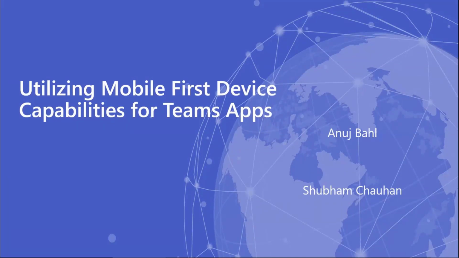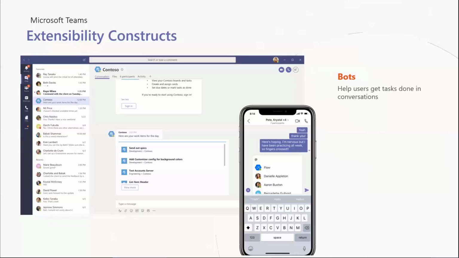We want to showcase the various scenarios to you on how extensible app developers can utilize these capabilities to build richer mobile-first applications. I want to briefly talk about the various platform constructs and how they essentially look on mobile. I'm sure most of you would be familiar with this, but we have bots, which are conversational entities that perform a certain specific set of tasks.